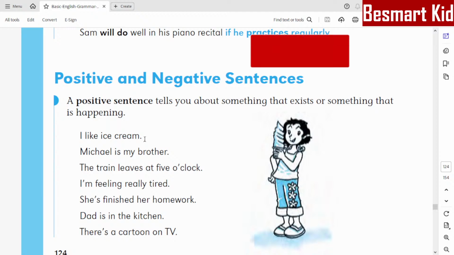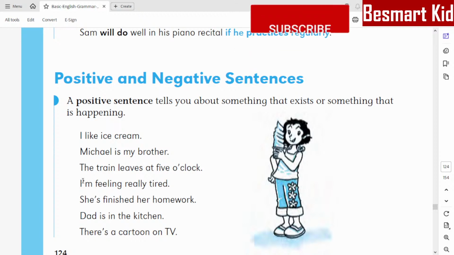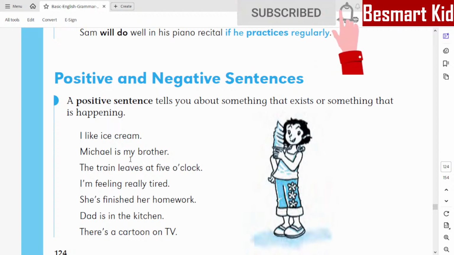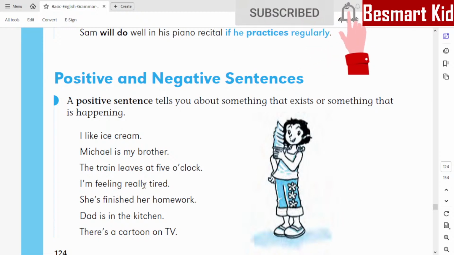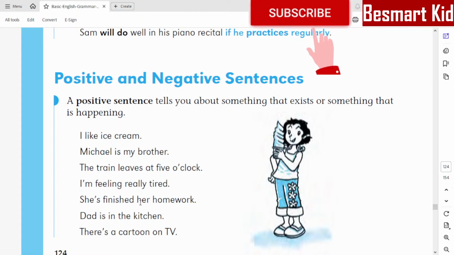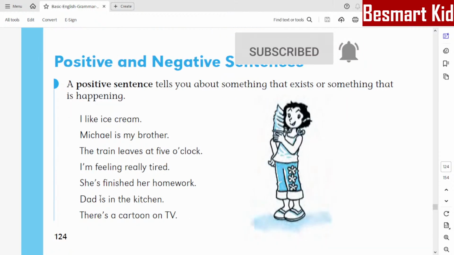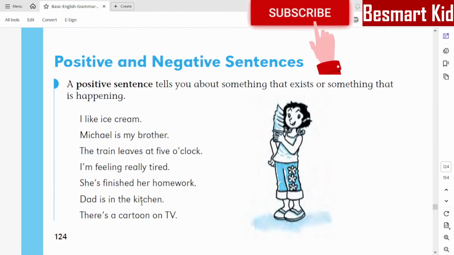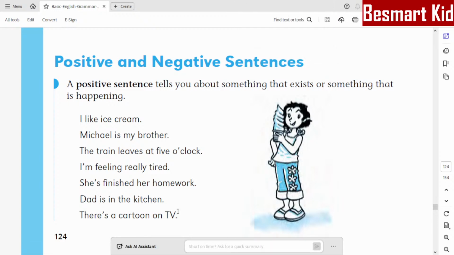I like ice cream. Mikhail is my brother. The train leaves at 5 o'clock. I'm feeling really tired. She's finished her homework. Dad is in the kitchen. There's a cartoon on TV.